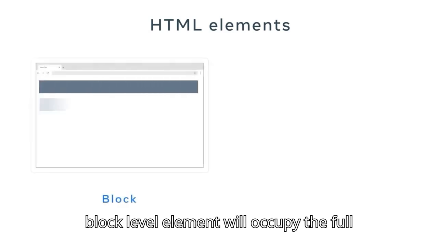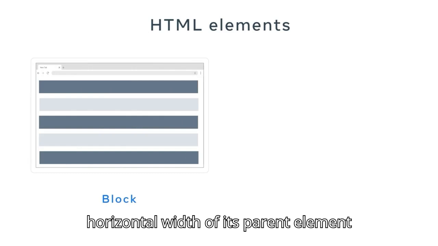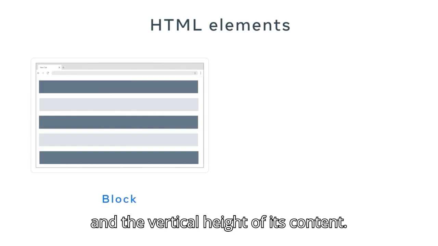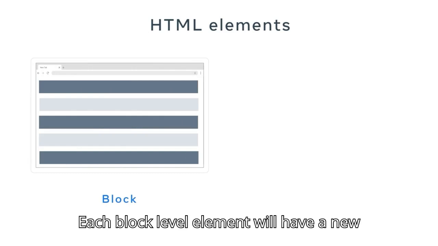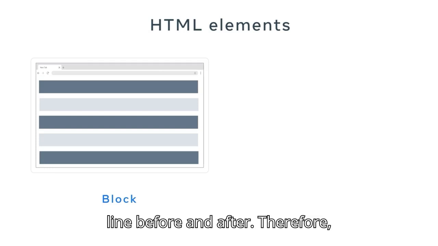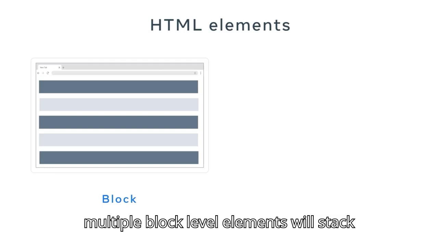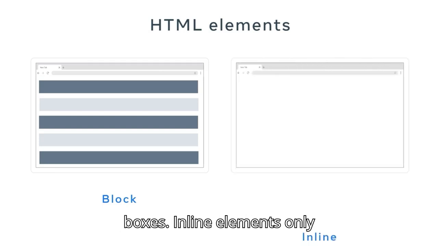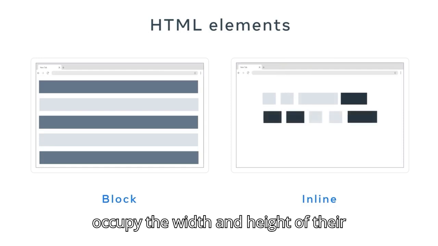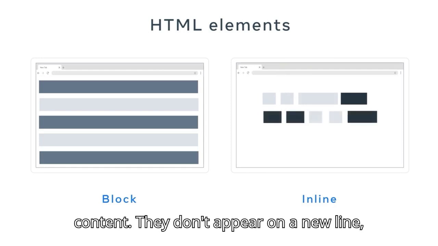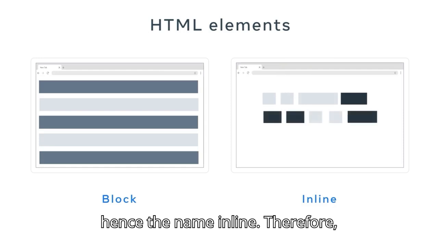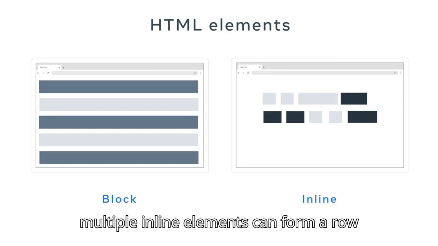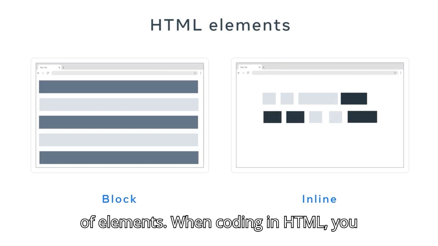A block-level element will occupy the full horizontal width of its parent element and the vertical height of its content. Each block-level element will have a new line before and after. Therefore, multiple block-level elements will stack on top of each other like a stack of boxes. Inline elements only occupy the width and height of their content. They don't appear on a new line, hence the name inline. Therefore, multiple inline elements can form a row of elements.